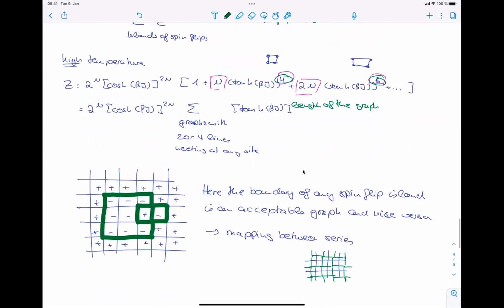And here the high temperature series is counting graphs, connecting lattice sites, but it's equivalent in the dual lattice of looking at the bonds, right? So I'm just basically tracing out the bonds of these lattice spin flips.